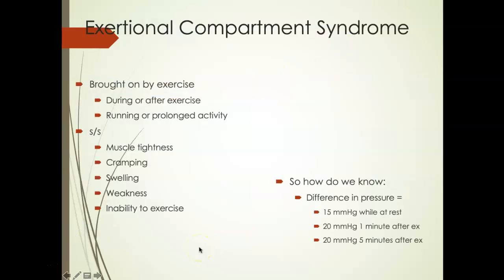So what I've been describing to you guys is exertional compartment syndrome, which is brought on by exercise, right? So that patient is having a compartment syndrome as a result of exercise that typically doesn't go away until about 10 or 15 minutes of ceasing activity. So the signs and symptoms of exertional compartment syndrome: muscle tightness, cramping, swelling, weakness, inability to exercise.